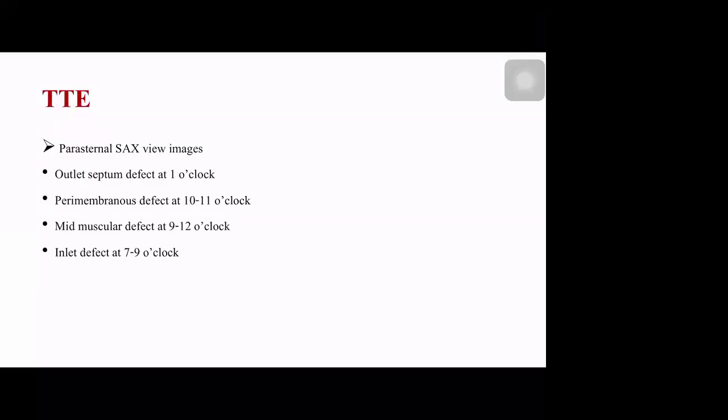The one best view is the parasternal short axis or donut view. And if we consider in accordance with a clock, the position of the different types of VSDs: the outlet septum will be located in 1 o'clock position. The perimembranous defect will be located at 10 to 11 o'clock. The mid-muscular VSD will be located between 9 to 12 o'clock, and the inlet defect will be located between 7 to 9 o'clock.